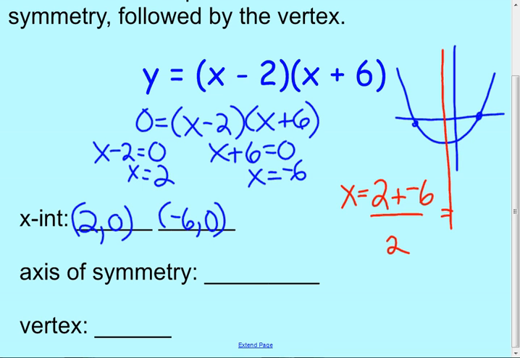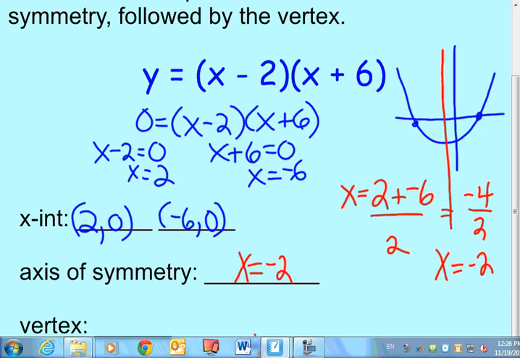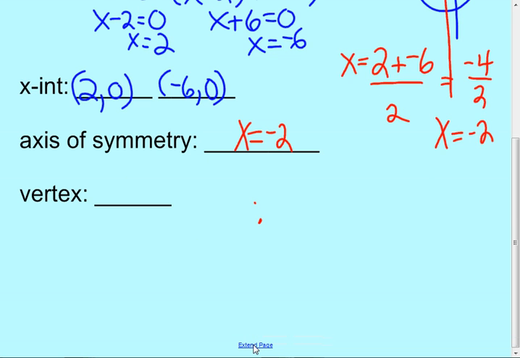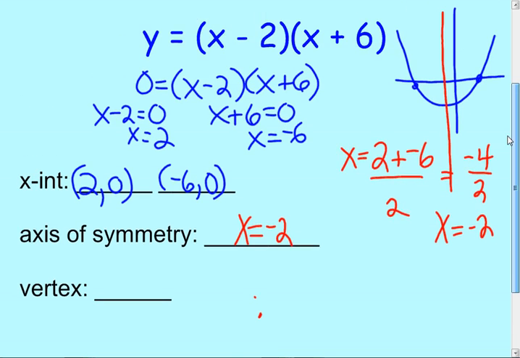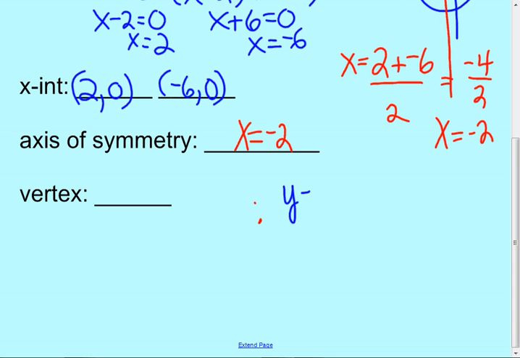What's 2 plus a negative 6? Negative 4 over 2. So what's the x value? X equals negative 2. I want an equation for the axis of symmetry. I don't know how we're going to deal with it if we don't get that. And now where's the vertex? That's the only thing that's new. Where's the vertex? Okay, Joey, how do I find the vertex? If x is negative 2 and my equation is y equals x minus 2, x plus 6.